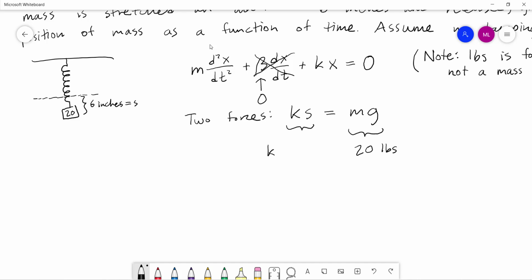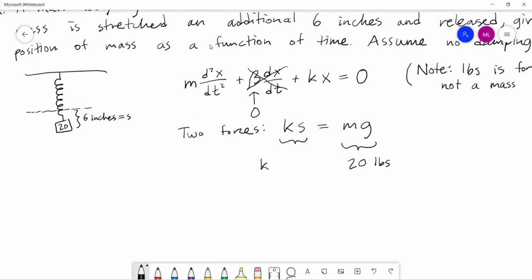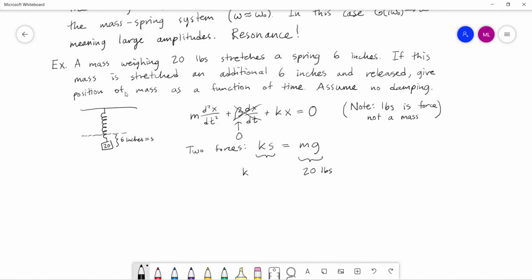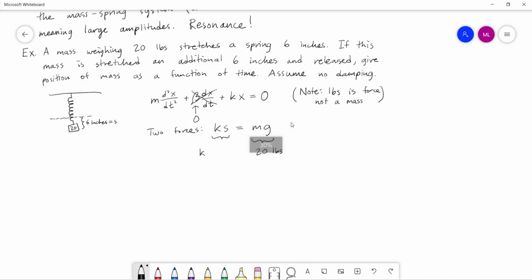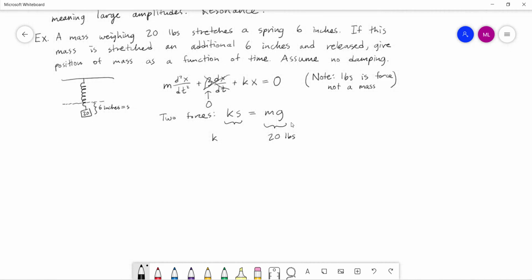K is the spring constant, and s is the distance that our spring has been stretched due to the mass. In this case, it's 6 inches. So we can do this in units of inches if we like, and we could use s equals 6. Or we could do this in units of feet, and we could use s equals a half. We just have to pick units. Let's stick to inches. So we have 6 inches.